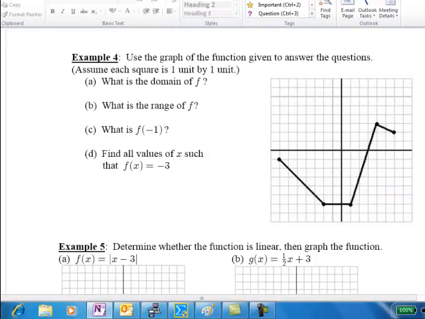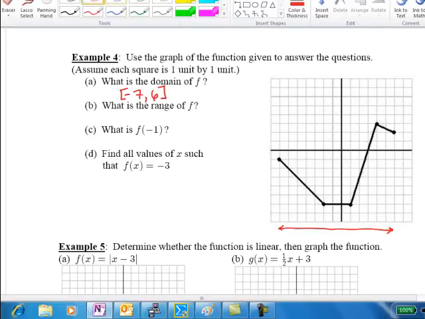For this function, if we want to know the domain, we want to look to know how far left and right this goes. And it looks like it goes as far left as -7 and as far right as 6, and it's all the values in between. So we would list it as an interval from -7 to 6.